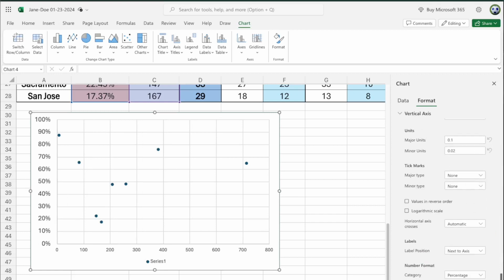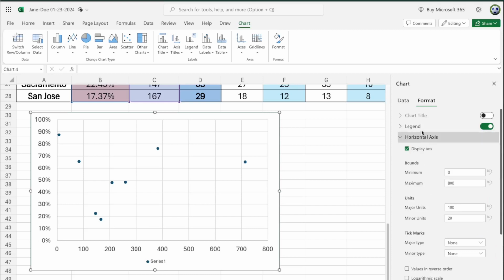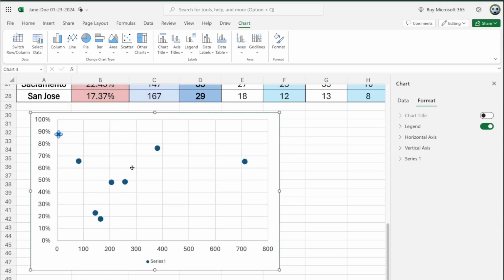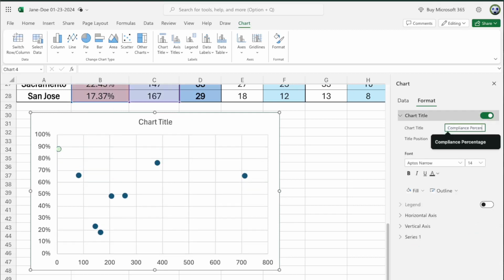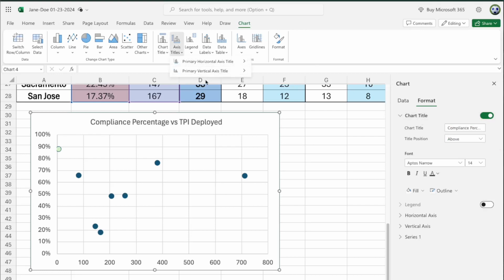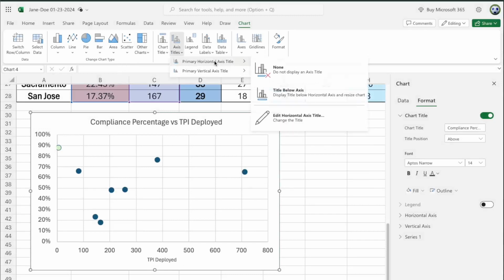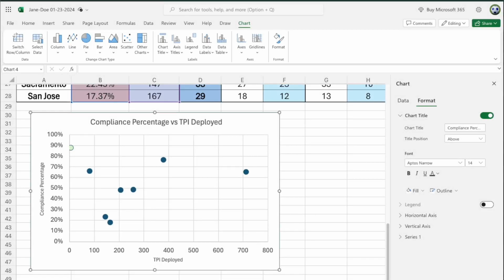Adjust the number formatting for better readability. Set compliance percentage on the y-axis and extend it to 100% to cover the full range. Highlight the institutions above the 80% compliance threshold in a different color to stand out. Increase the marker size for better visibility on the chart. These steps will give us a clear, insightful visual representation of our data, helping to draw meaningful conclusions from our analysis.